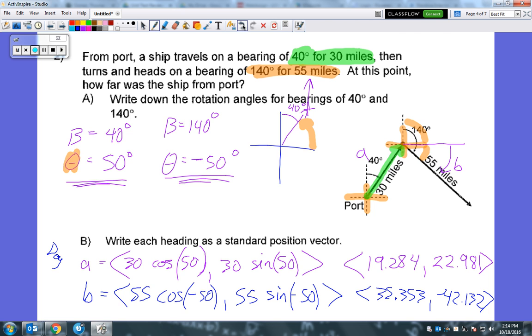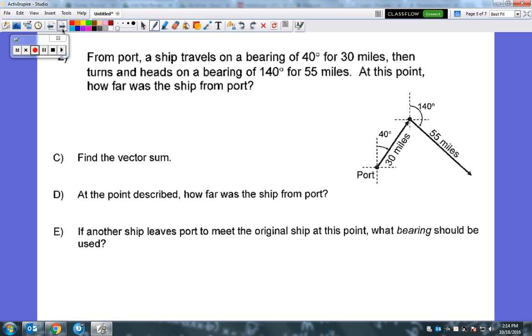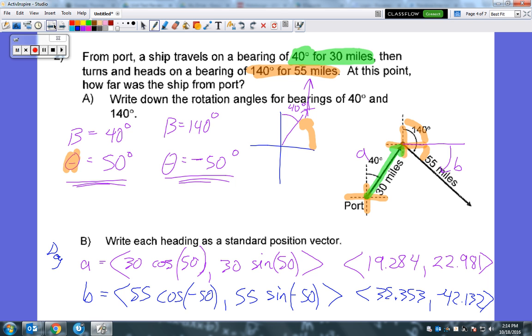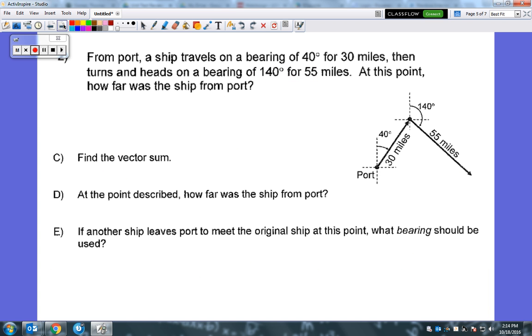Now, the next part says find the vector sum. All you're going to do is add those together. You're going to add your x components together first, and then add your y components. When you do that, you should be doing it to the exact value or at least 6 decimal places so that you're not off on the test. You should get around 54.637 and negative 19.151.